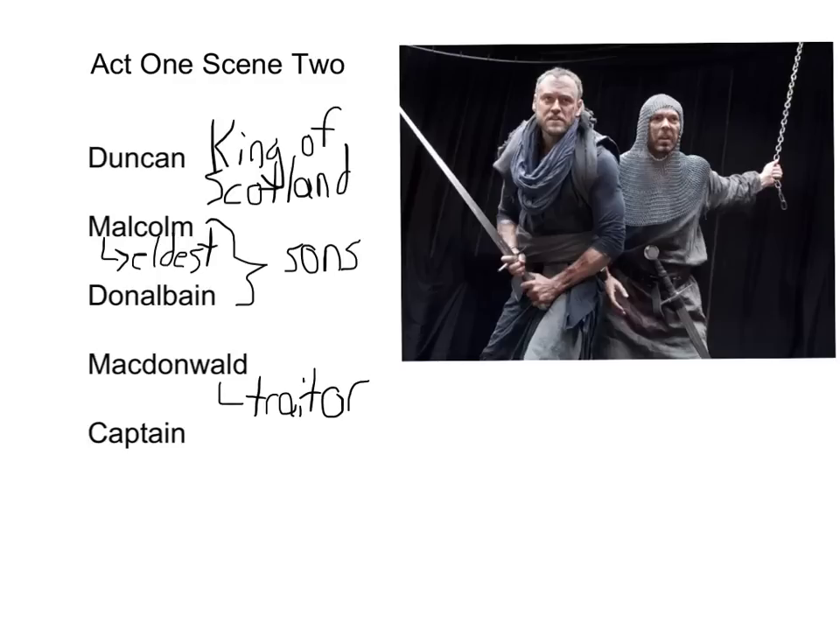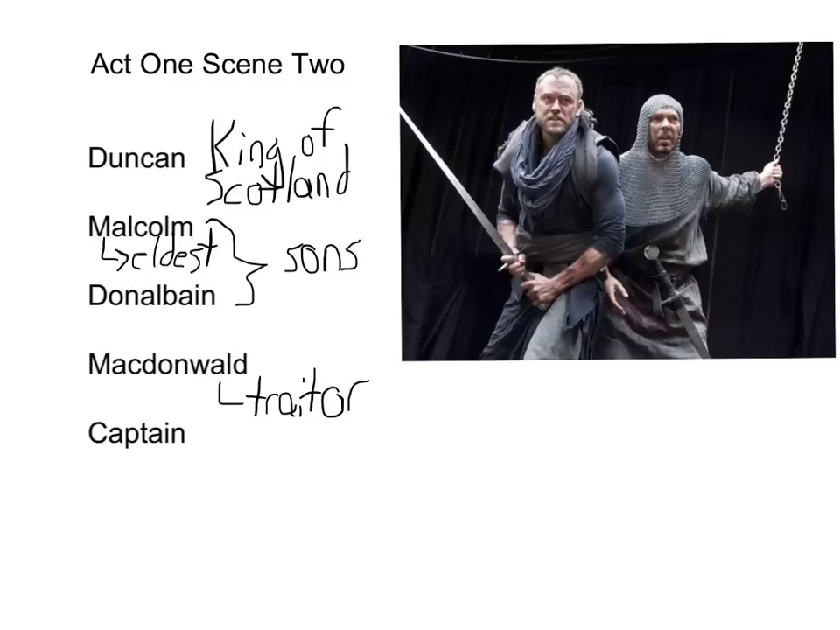So MacDonald is a traitor. Macbeth is evidently heroic because he killed this MacDonald fellow. And that's kind of our background in Act 1, Scene 2. Meanwhile, you get some strong allusions. The captain mentions Golgotha, and Golgotha is an allusion to the location where Jesus died. So that might be of some important value.